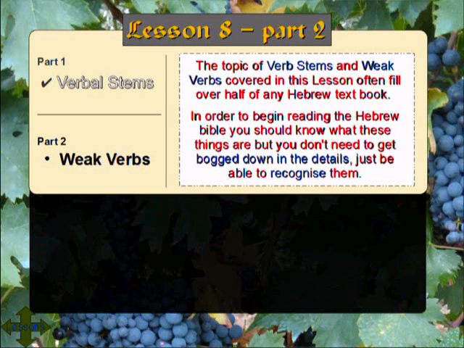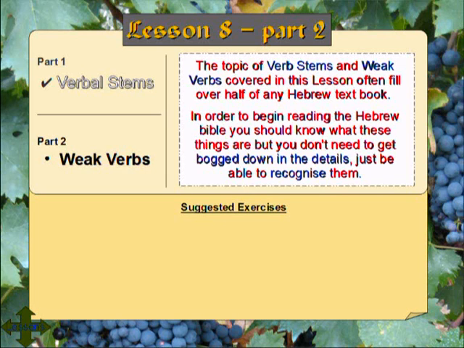Now, the topic of verb stems and weak verbs covered in this lesson often fill over half of any Hebrew textbook. In order to begin reading the Hebrew Bible, you should know what these things are, but you don't need to get bogged down in all the details. Just be able to recognize them.